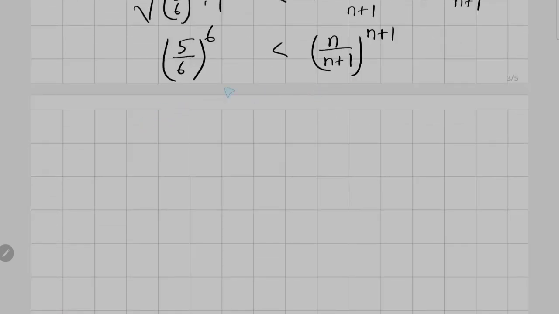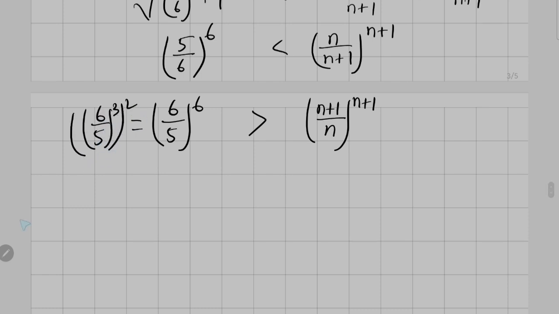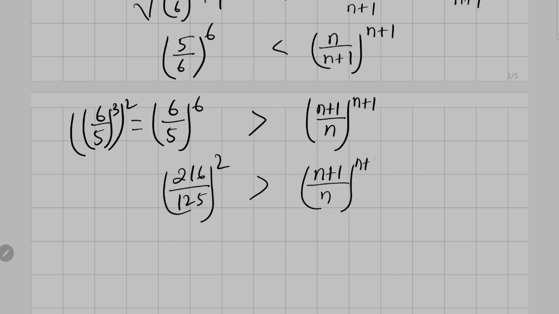So we know the fraction is flipped, so my inequality is reversed: (6/5)^6 is bigger than ((n+1)/n)^(n+1). On the left hand side, calculate the expression. It is written as ((6/5)^3)^2, which is (216/125)^2, bigger than ((n+1)/n)^(n+1).